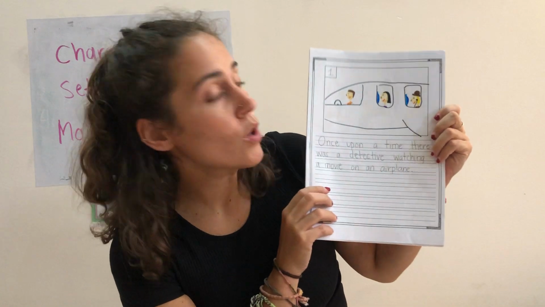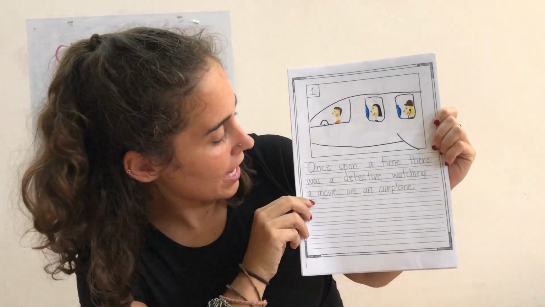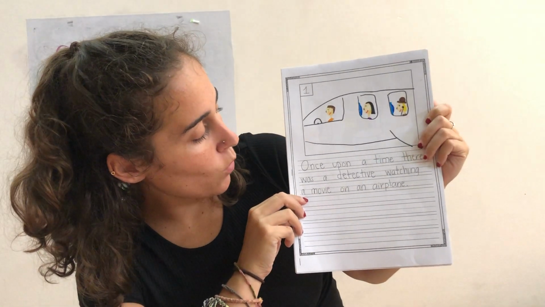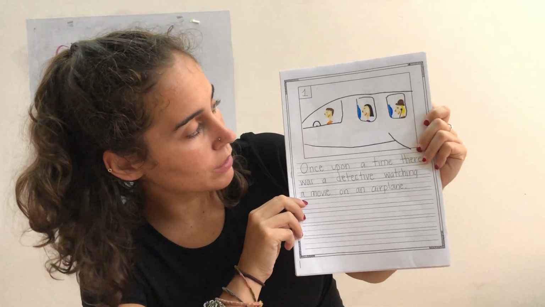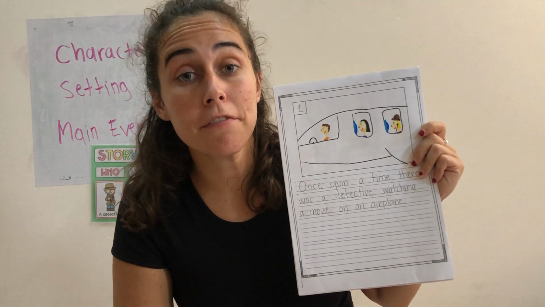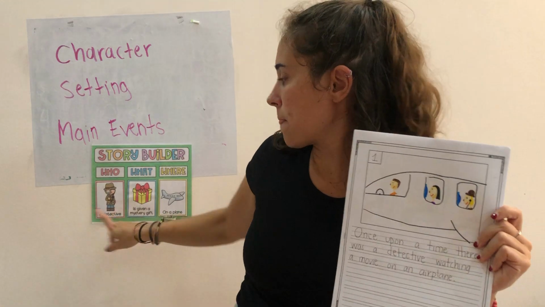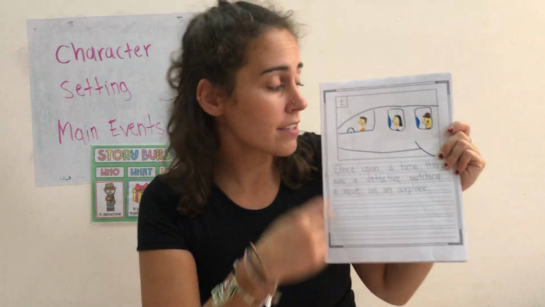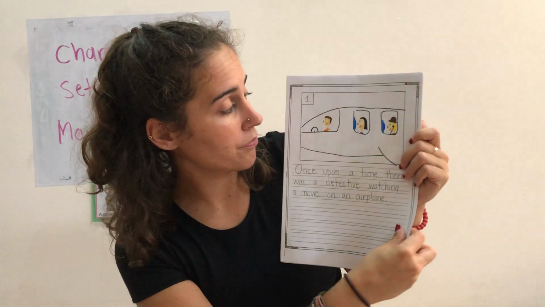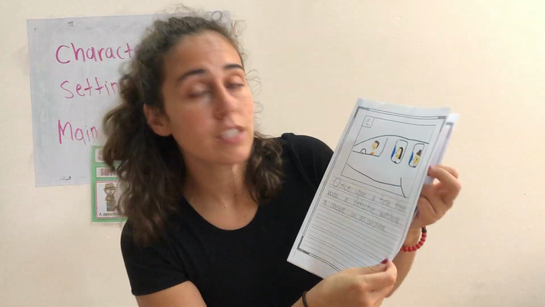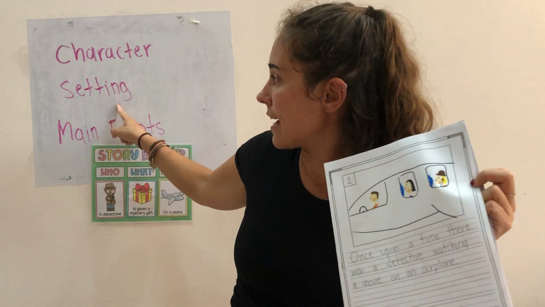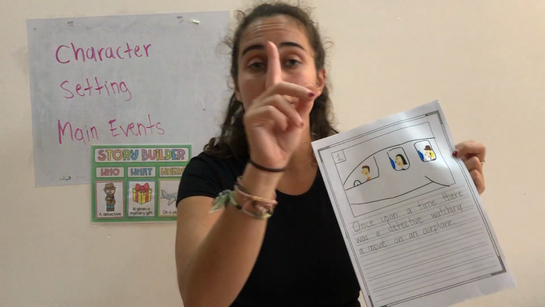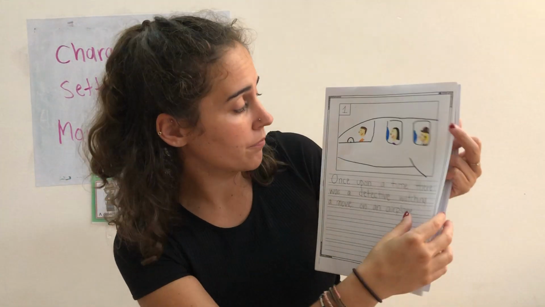Okay, so once upon a time, there was a detective watching a movie on an airplane. So you see on my first page, I introduced the main character and the setting. And what is the main event? She is watching a movie. So character, detective, setting, airplane, main event. On the first page, watching a movie.